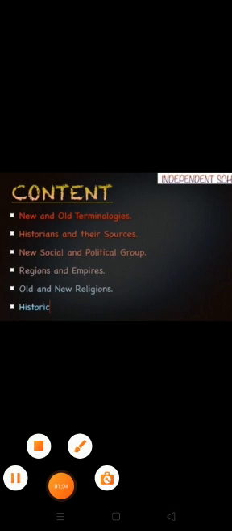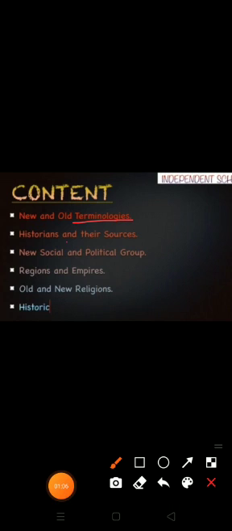Now some of the contents are given. These are the main topics of this chapter which we will discuss further on. So: new and old terminologies, historians and their sources, new social and political groups, regions and empires, old and new religions, historic. Okay, these are the 6 main points which we will study in this chapter.